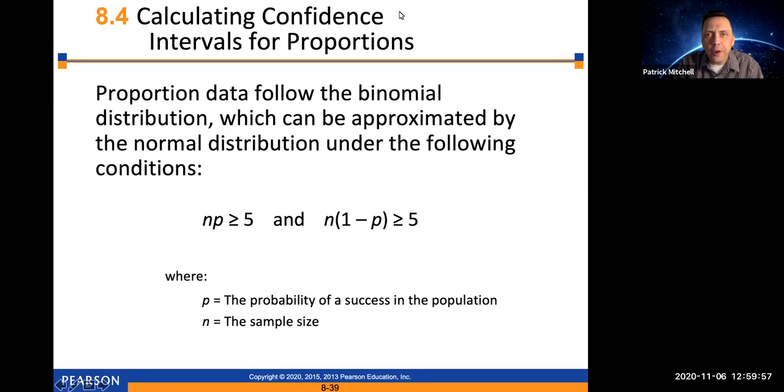We're continuing with Chapter 8 today, looking at Section 8.4, Calculating Confidence Intervals for Proportions. The idea behind how we do this is that proportion data follow the binomial distribution, which, remember, can be approximated by the normal distribution under the conditions that n times p and n times 1 minus p are both greater than or equal to 5. Remember that n is the sample size and p is the probability of a success in the population.